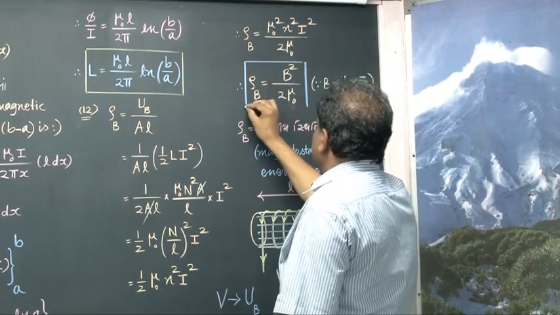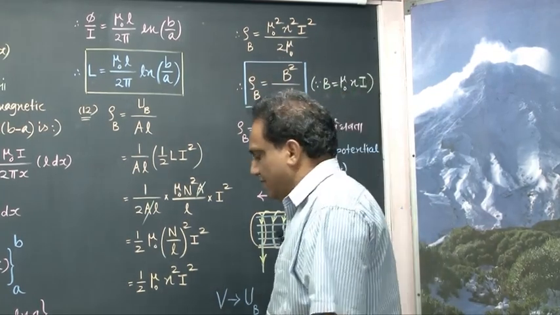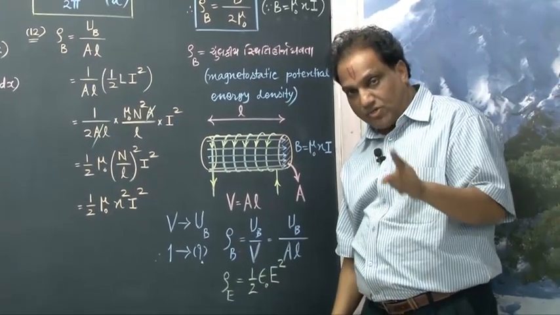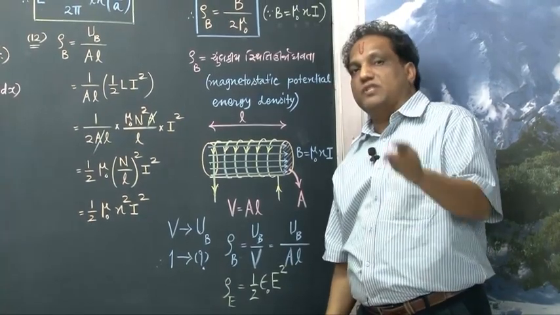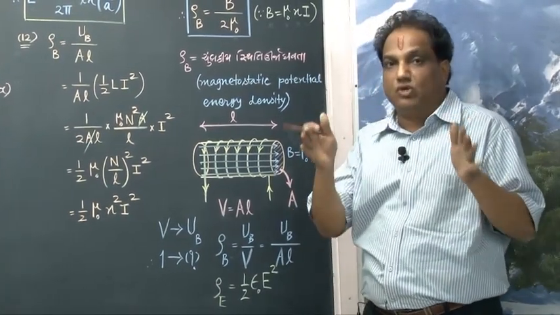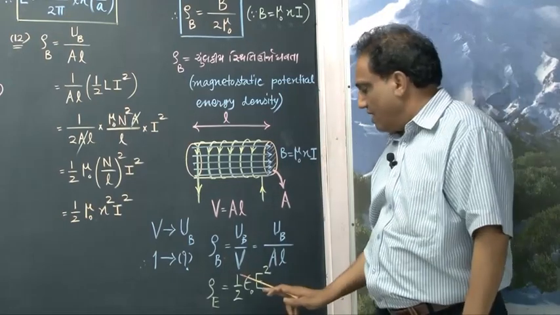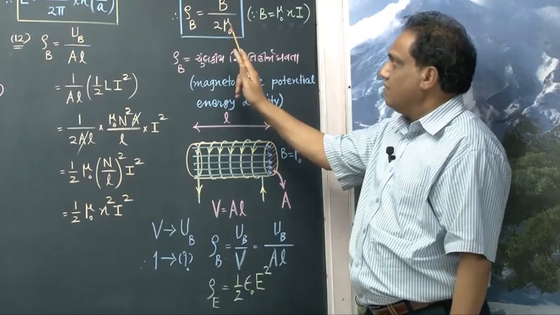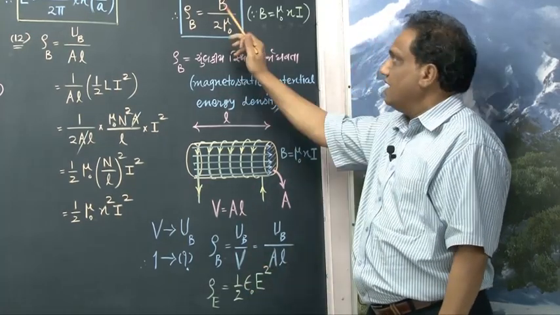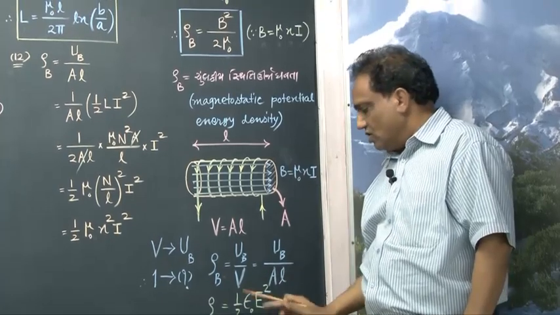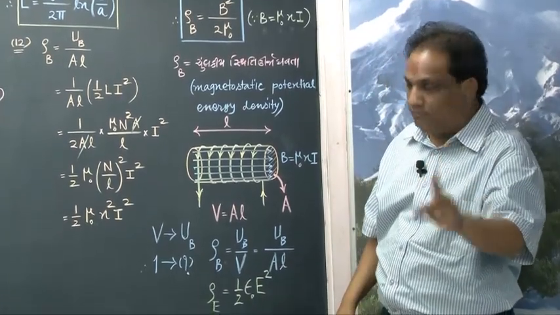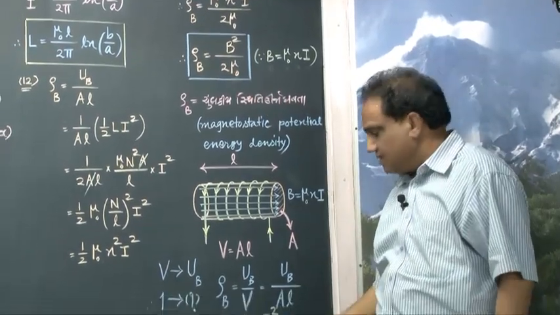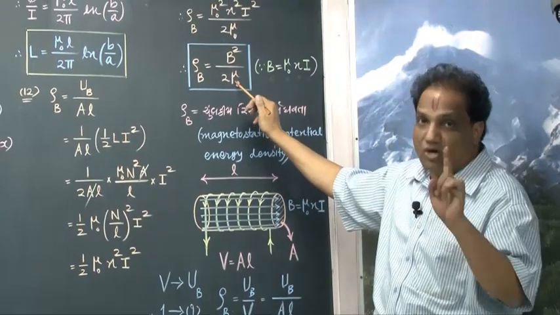Can you recall? You had studied in third semester about electrostatic potential energy density, stored in the electric field in the capacitor between the two plates. Remember that formula? It was 1 by 2 epsilon 0 E square. Instead of epsilon 0 we now get mu 0, and instead of E square we now get B square. But mind well, epsilon 0 is the permittivity of vacuum, and here mu 0 is the permeability of vacuum. This appears in the numerator, this appears in the denominator.